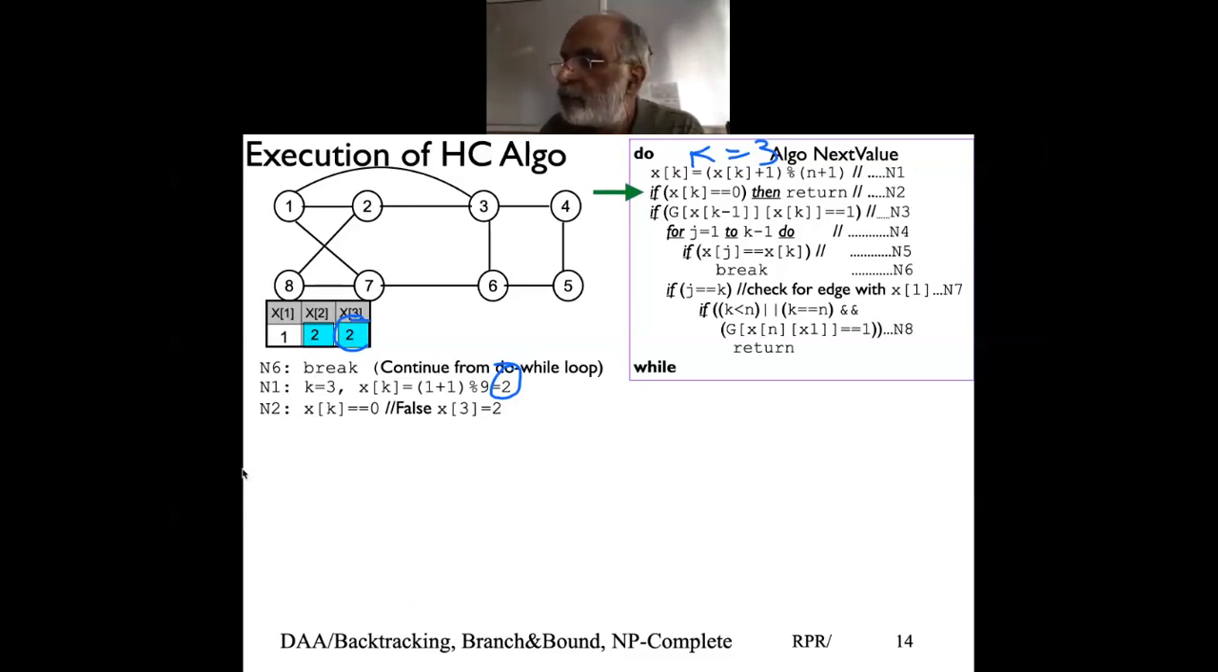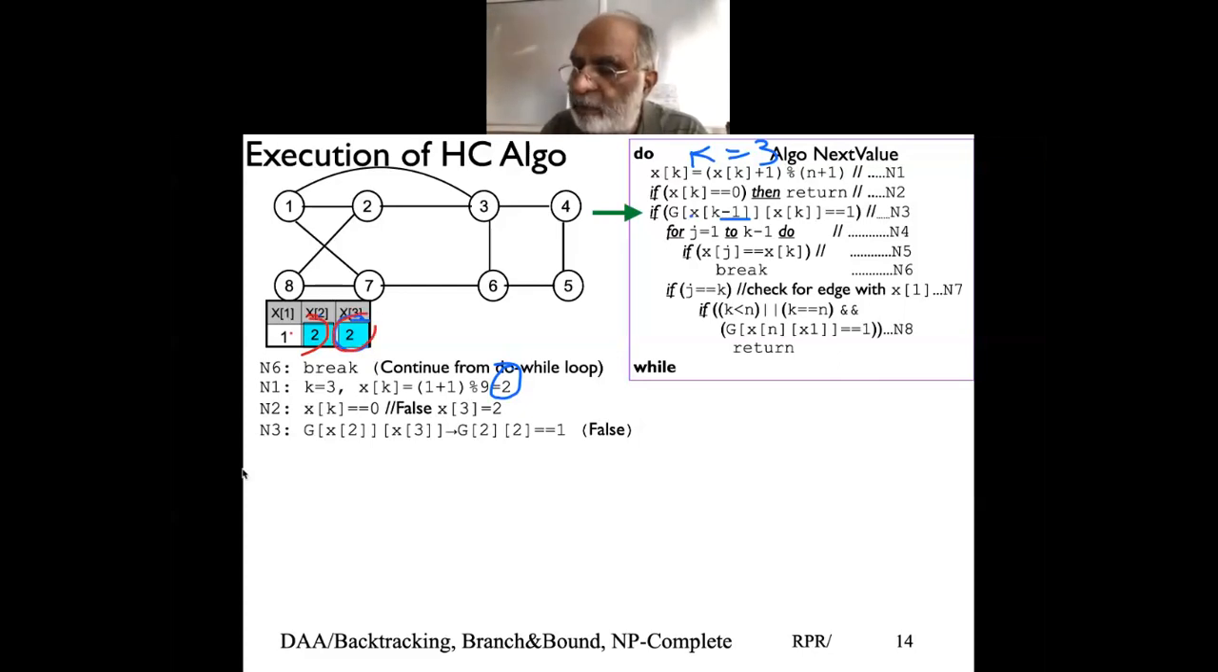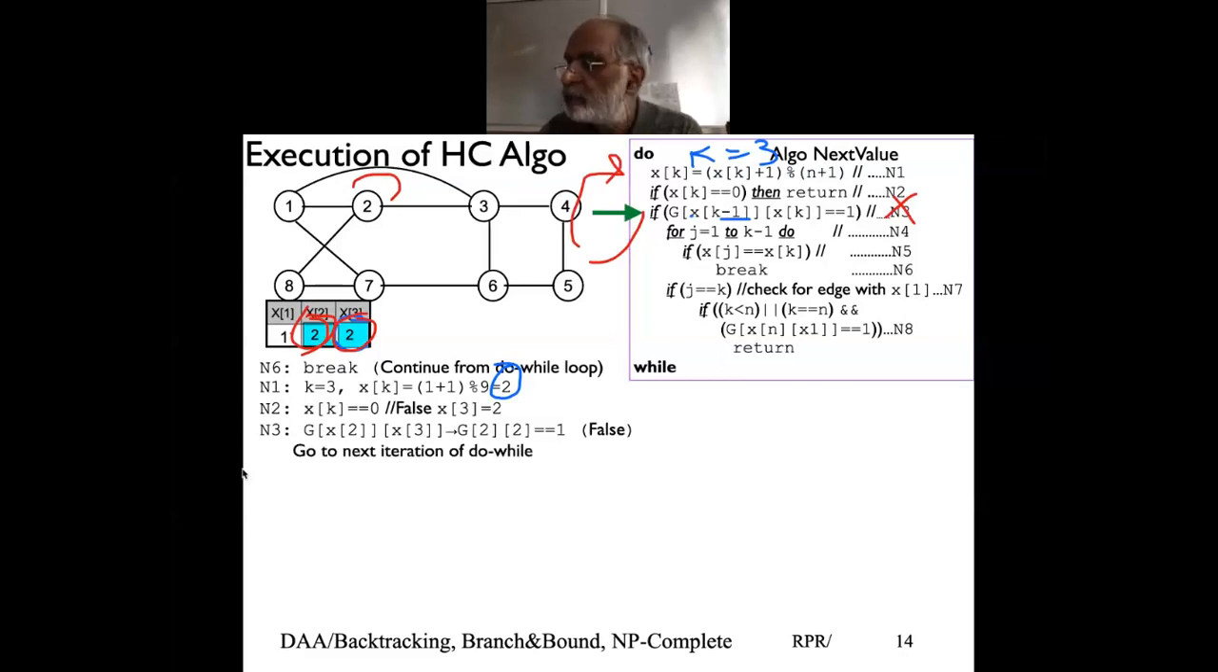So now, is there an edge? x2 is 2, x3 is 2, 2 to 2, there is no self edge. That means this condition is false. We come back to the next iteration of the do while loop. This condition is false. Now x3 was 2 so far, and now x3 becomes 3.